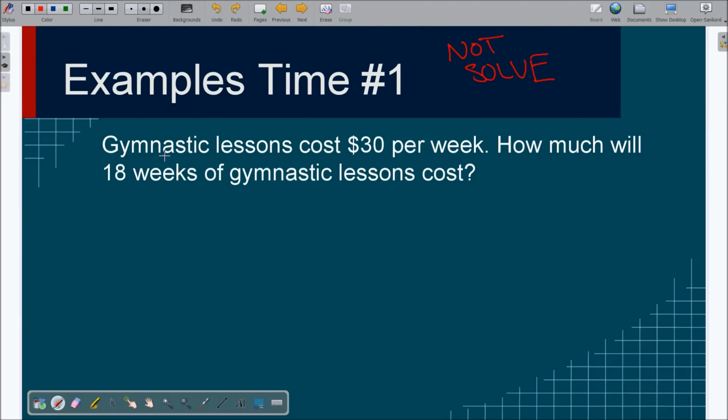So here we go. First one, gymnastic lessons cost $30 per week. How much will 18 weeks of gymnastic lessons cost? Here's my keyword, and oh no, it's the one that comes up in both. So now I have to figure out, am I multiplying or am I dividing? So now I have to fall back on understanding how these two different things work. Multiplying takes equal parts, gives me a total. Dividing takes a total, gives me equal parts. Which one am I looking at here? Well, if I look back, here's my equal parts, $30 per week. And I'm being asked for a total after 18 weeks. So ding, ding, ding, ding, ding, multiplying is the winner.